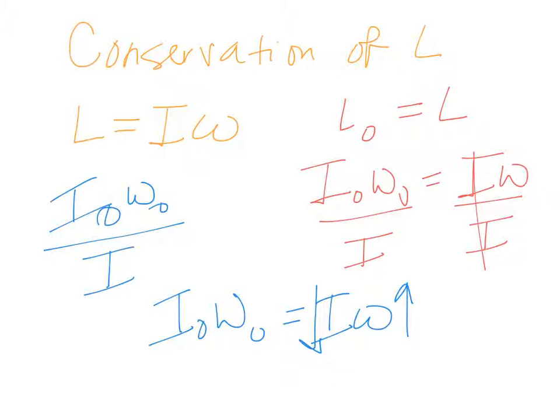Let's look at what would happen to rotational kinetic energy. That's an interesting one. Rotational kinetic energy is equal to 1/2 I omega squared, which is the rotational analog of all the things we've been talking about.